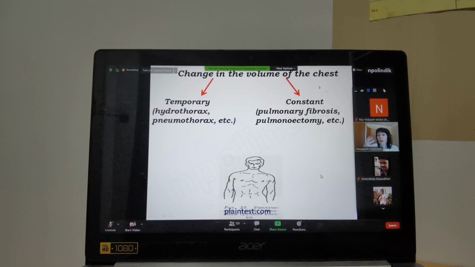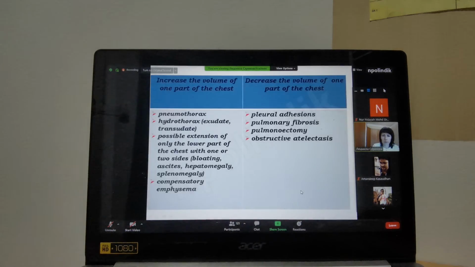And about constant, you can see pulmonectomy. After resection of some part of the lung, you cannot return it. And pulmonary fibrosis, unfortunately, any fibrosis, there is no treatment, no medications which can solubilize this fibrosis. So in this case, the patient will have, for a long period of time, changes, increase and decrease of volume of the chest.